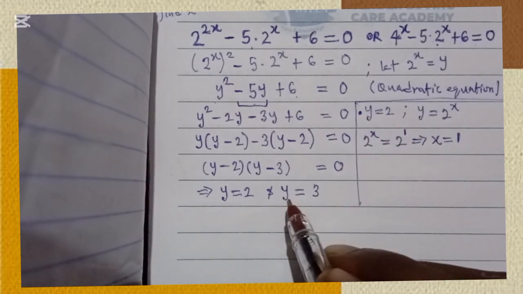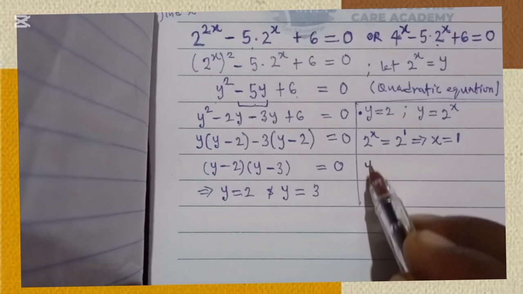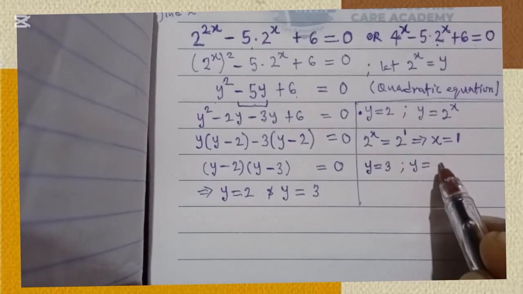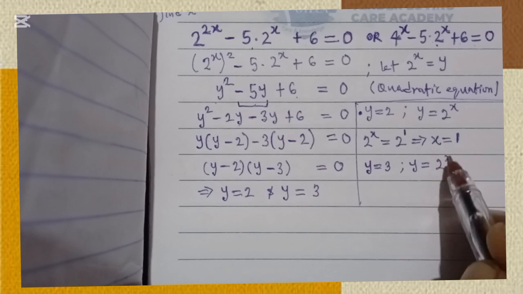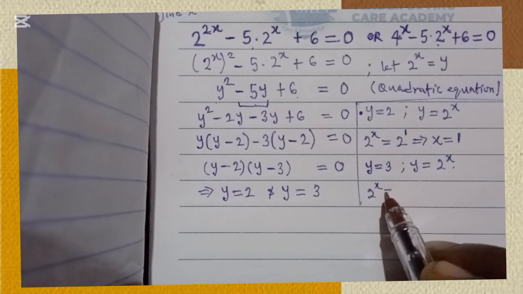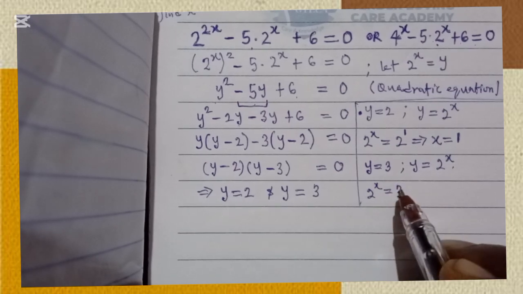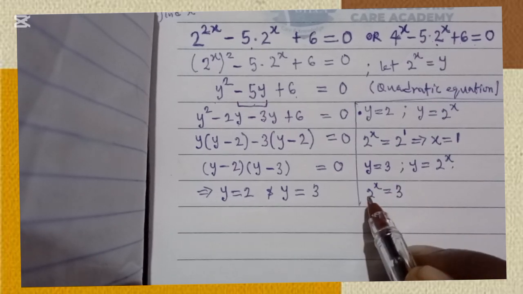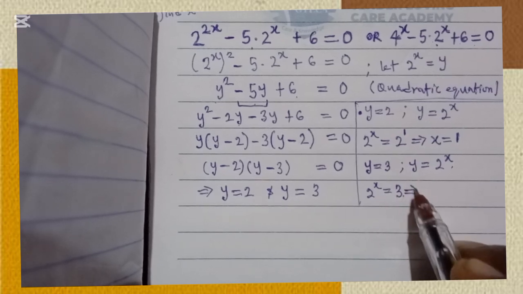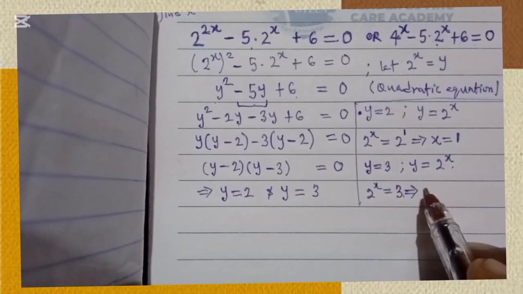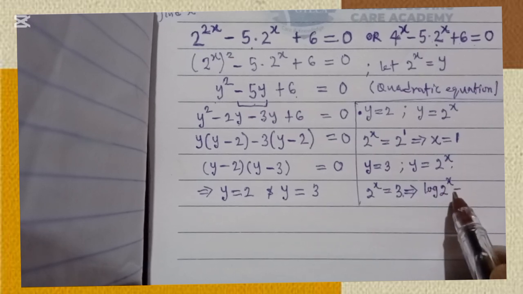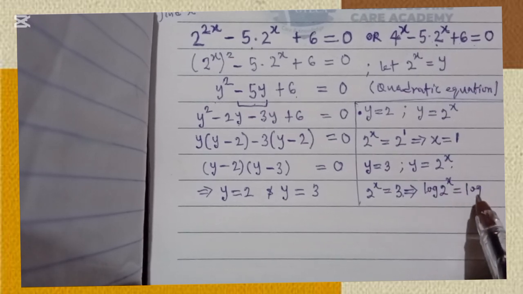So what of the second case where y is equal to 3? So when y is equal to 3, we know that y is equal to what? 2 raised to the power of x. So we equate these two, and then we have 2 raised to the power of x is equal to 3. But unfortunately, we can't express x as a power to the base of 2 directly. Okay, so we have to apply logarithm. So we can take the logarithm of both sides, and that becomes log 2 to the power of x is equal to log 3. I hope you agree with that.